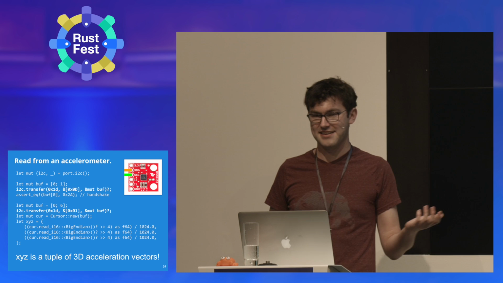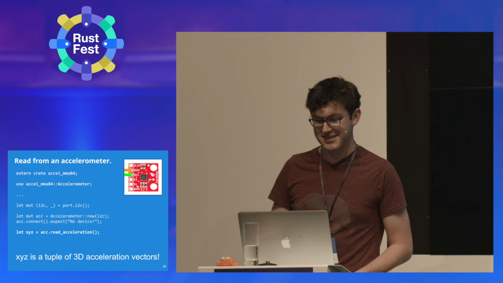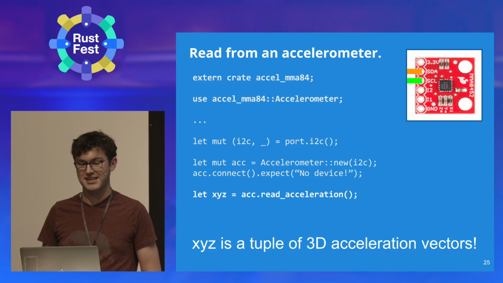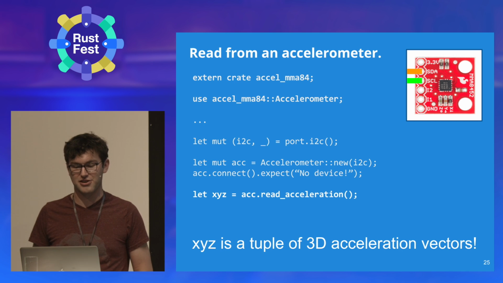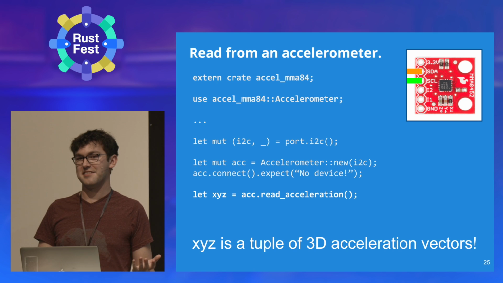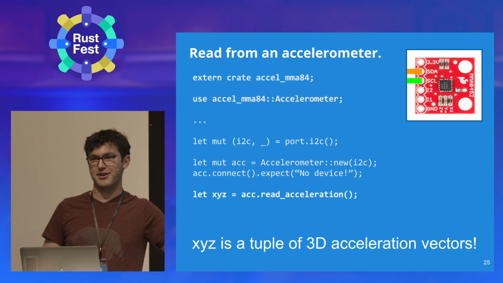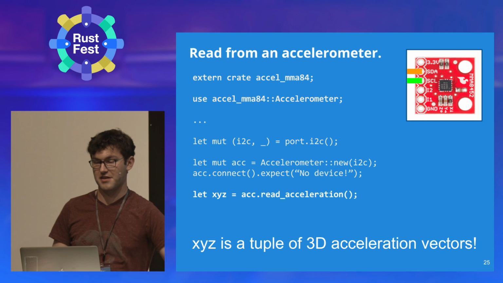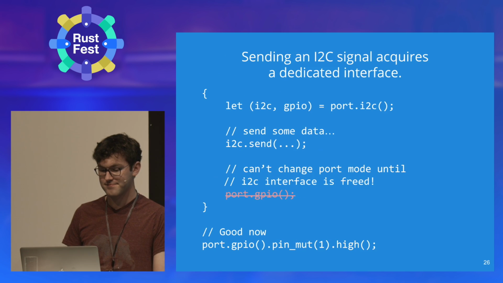And of course, you might look at that and you say, well, that's pretty ugly, so let's publish a crate around it. And let's make it nicer with human terms, like create an accelerometer, expect that it is actually connected to us, and read the acceleration. And you could go to crates.io right now and download this accelerometer crate if you want to talk to it.